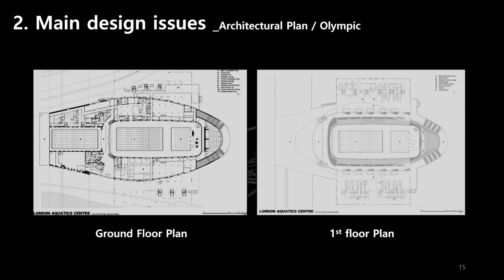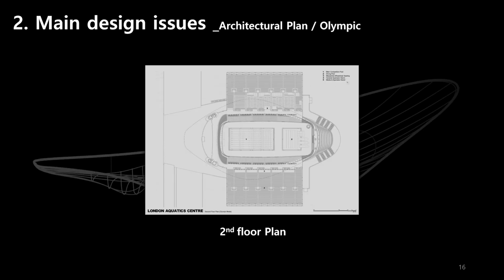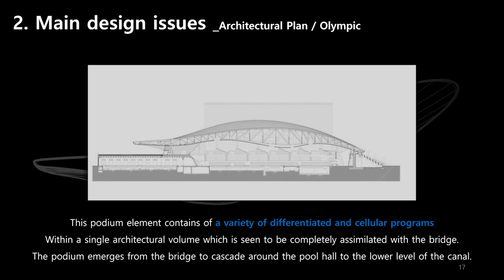This is the architectural plan of the building in Olympic mode. In turn, there are pictures of drawings of the ground floor, the first floor, and the second floor. This podium element contains a variety of differentiated and cellular programs within a single architectural volume, which is seen to be completely assimilated with the bridge. The podium emerges from the bridge to cascade around the pool hall to the lower level of the canal.